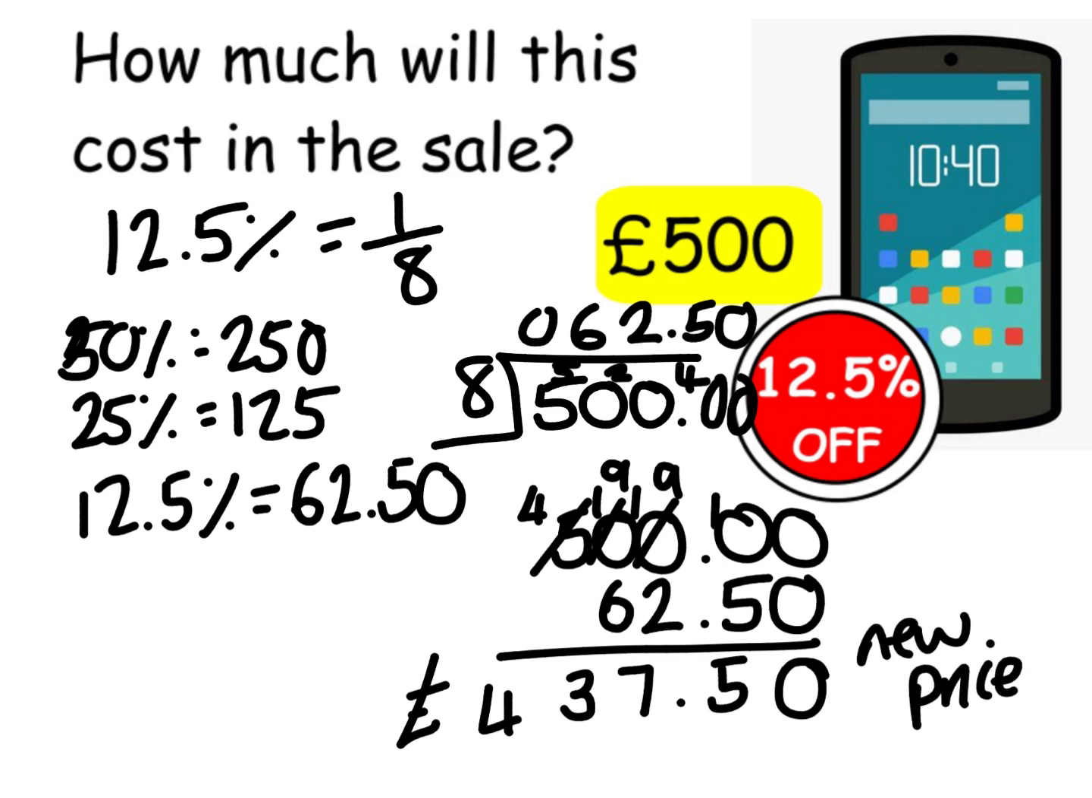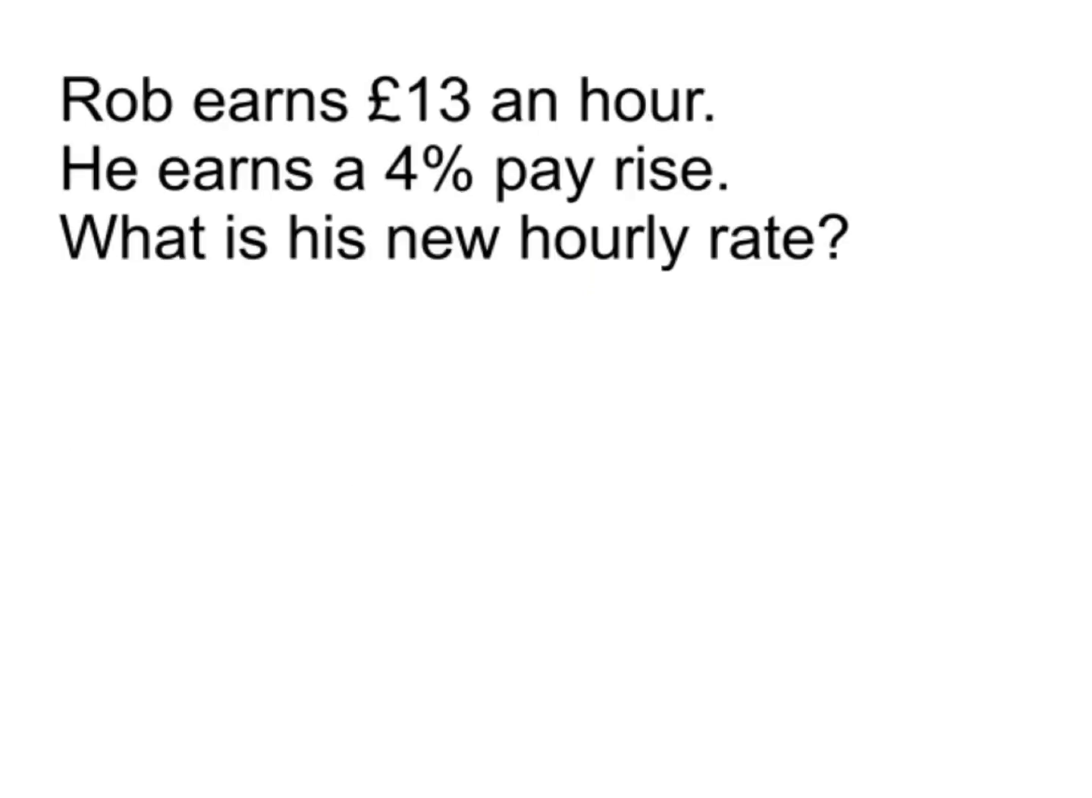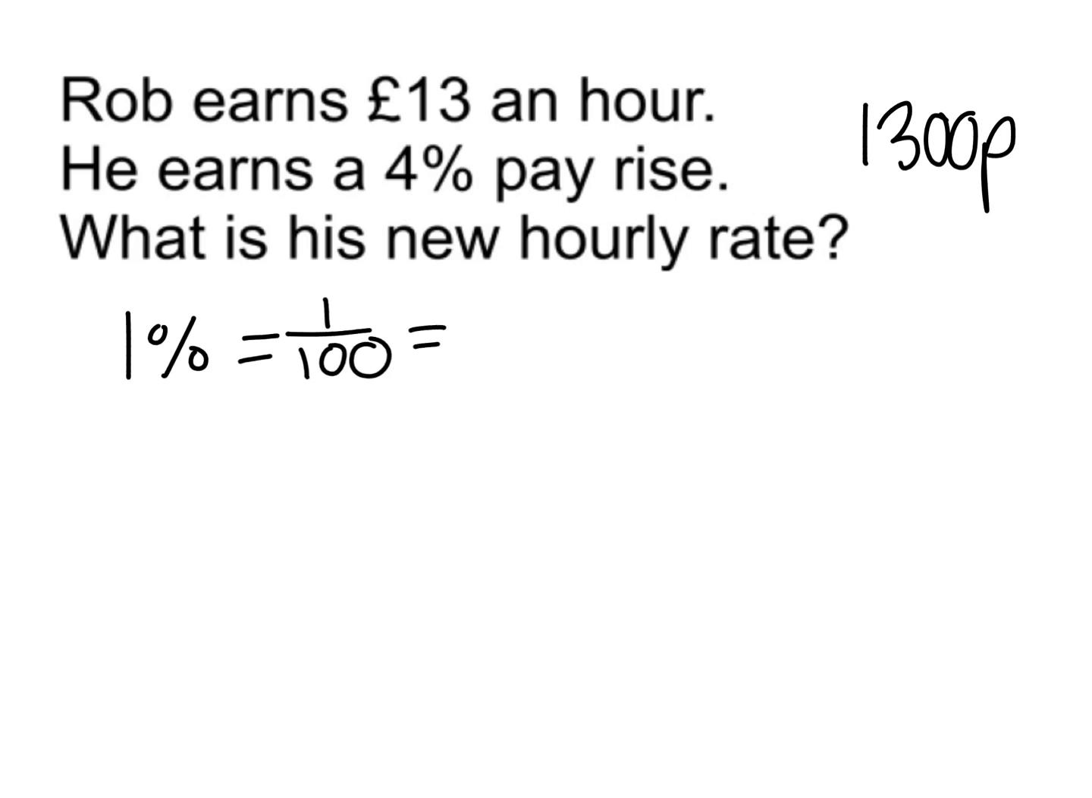Okay, I've got one last example. This one is talking about Rob. Rob earns £13 an hour and he's told he's getting a 4% wage rise. So we need to work out his new hourly rate. So to get 4%, we start by finding 1%. Now, that £13, it sounds silly, but sometimes if you think of that as 1,300p, it really, really helps. 1% is 100th, which means we divide this by 100. So decimal point from the end is basically going in front of the 13, or use your 1,300 pence. You can take off the 2 zeros.